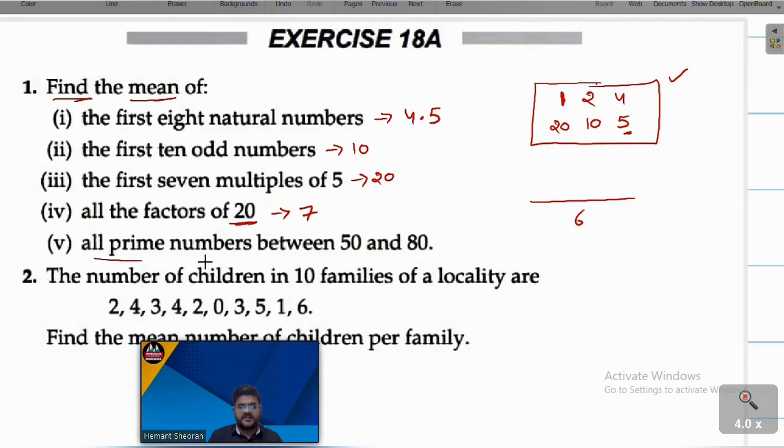Then for the fifth one, what answer will we have? They're just asking for all prime numbers between 50 and 80. The answer that they have provided is 66.14. Are you getting the same or different?